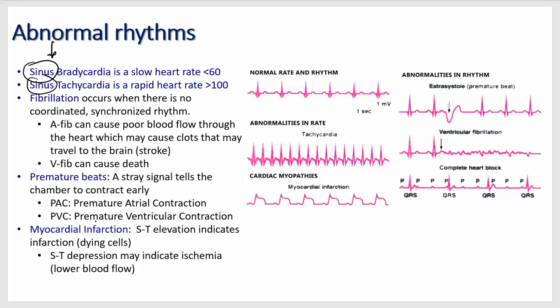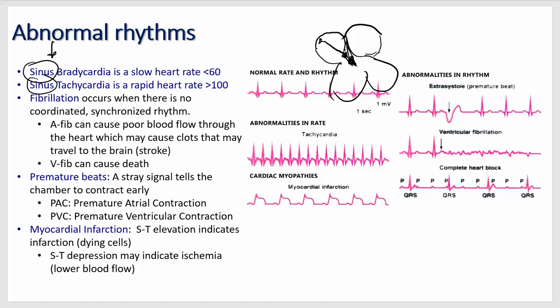Fibrillation occurs when there's no coordinated, synchronized rhythm. So we think a lot about AFib. If we have the SA node up there and then the septum's in between, and then it goes down here to the AV node, and then you have the very poorly drawn heart here with the ventricles and the atria. You're supposed to have a coordinated contraction that spreads nicely across the atria, and then it moves down into the ventricles, right? So that's the way it's supposed to work.